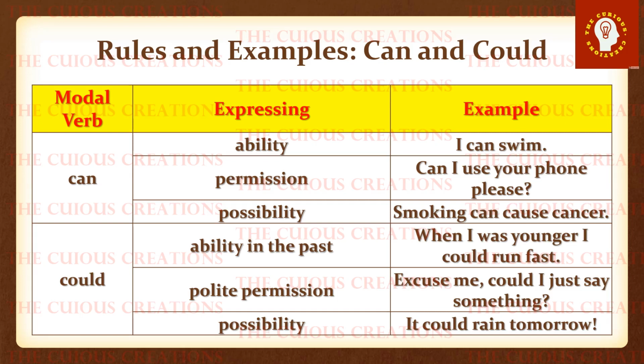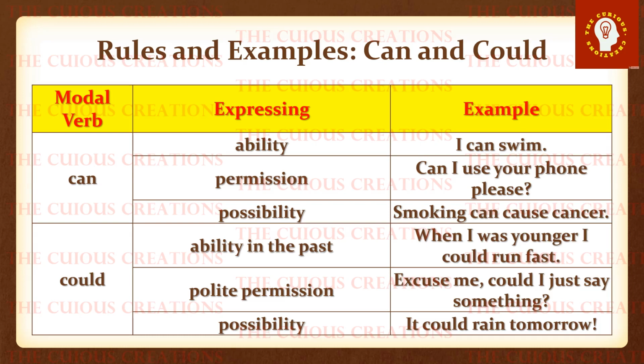In this sentence, I am seeking permission to use your phone, but in this situation we must keep in mind that the person I am seeking the permission from is a friend of mine, so I need not be formal with him. Can is also used to show possibility. The probability of this possibility is very high. For example, smoking can cause cancer.